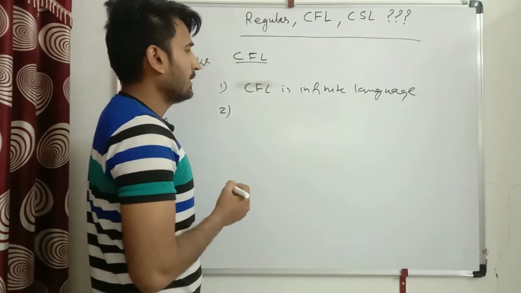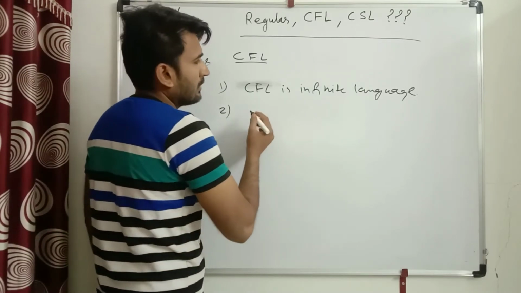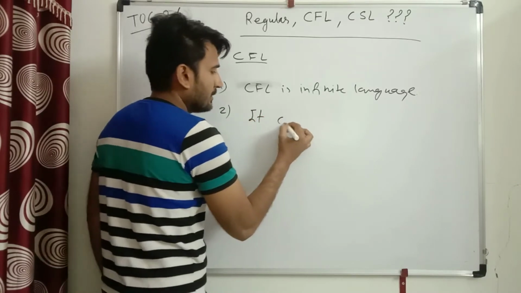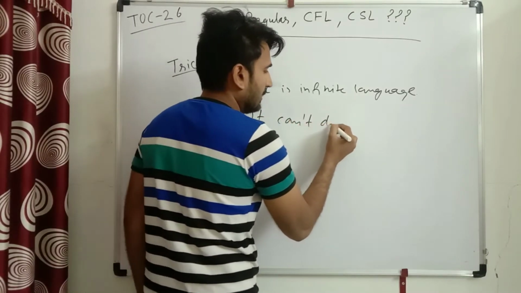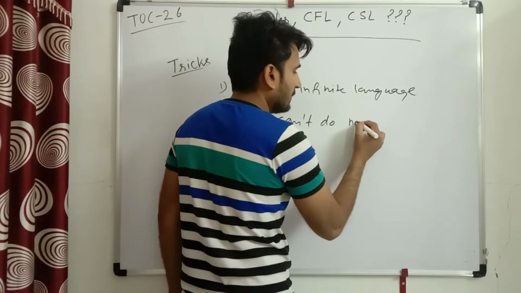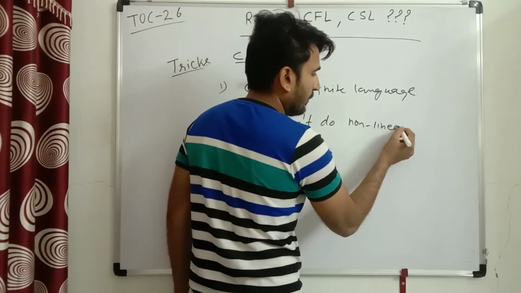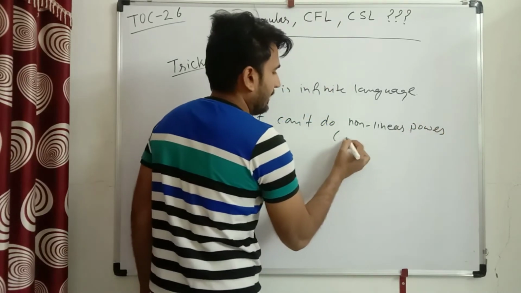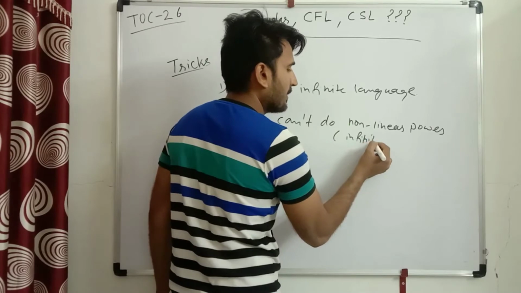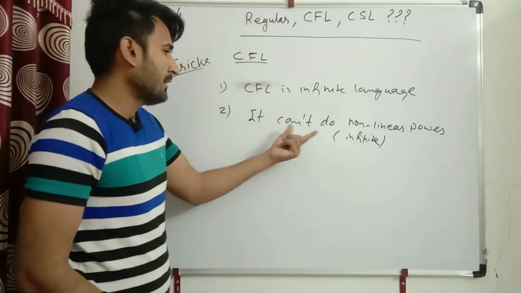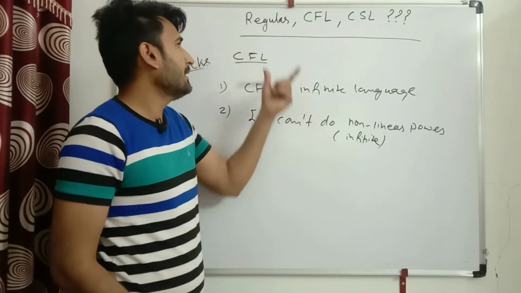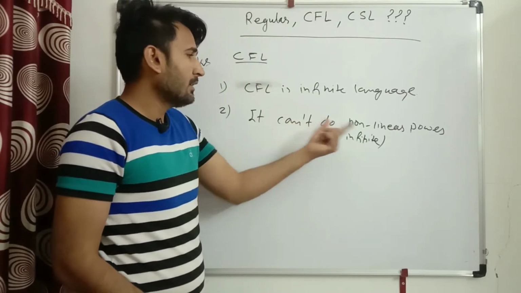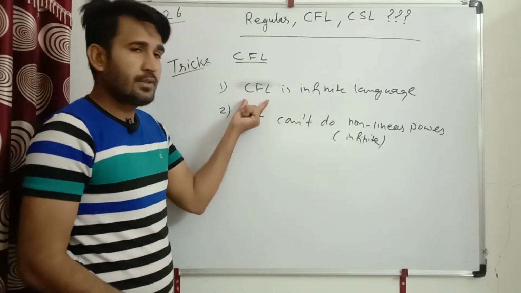Second, it can't do non-linear power for infinite language. If it is an infinite language, then it can't be a non-linear context-free language.